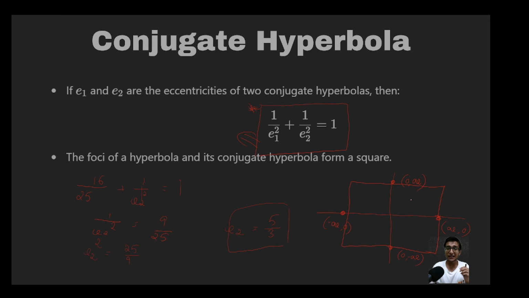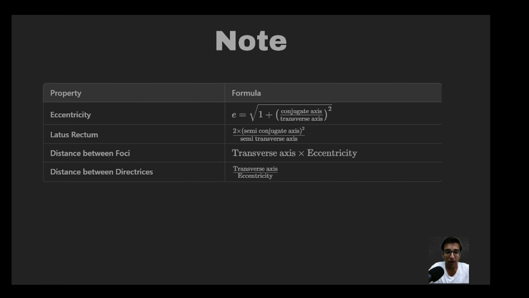So sometimes they might ask you to find the area of this square. This is how you can find it. You can see that this side is nothing but 2 times AE, and this side is also nothing but 2 times AE. So it is a complete square.